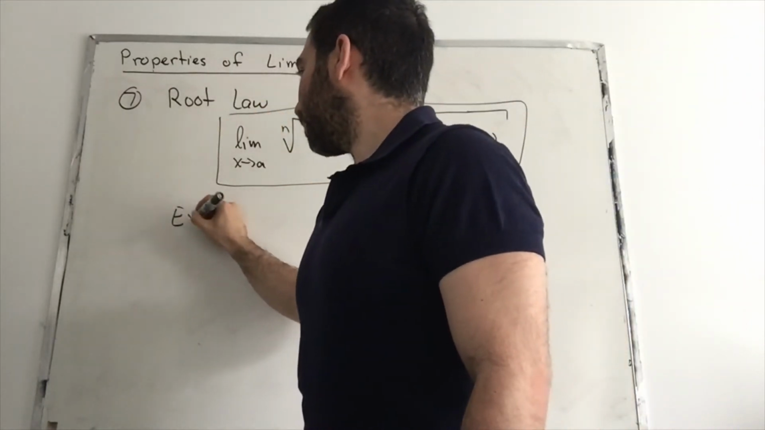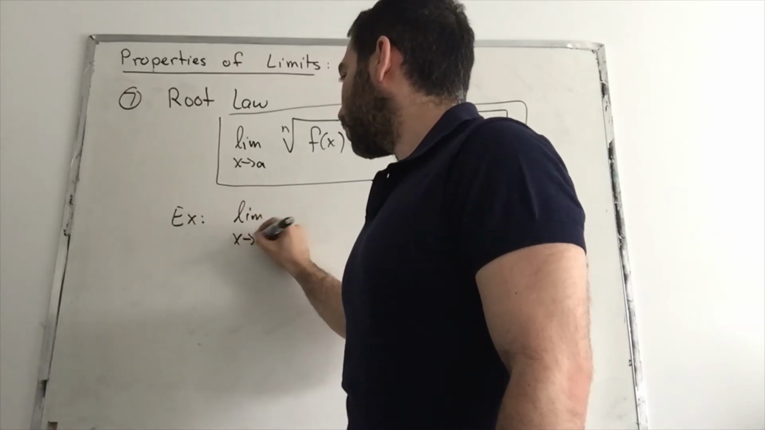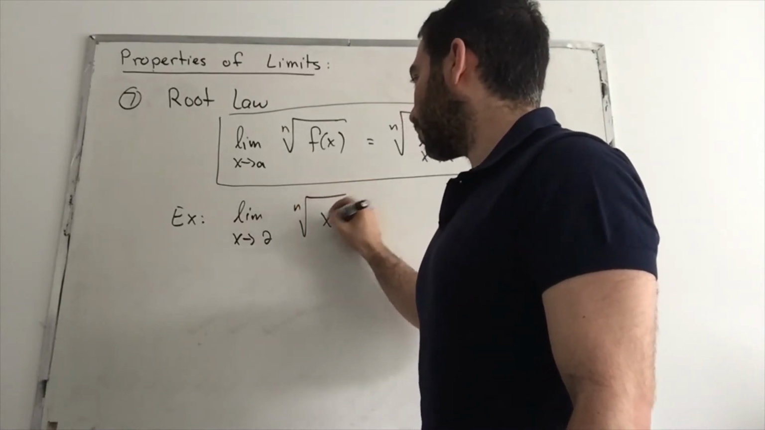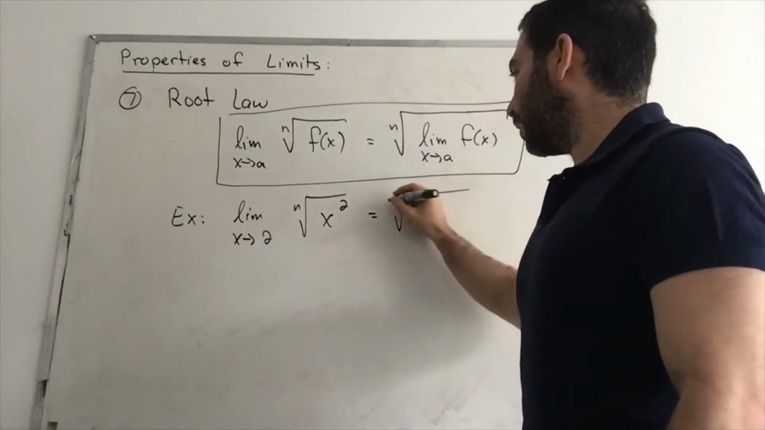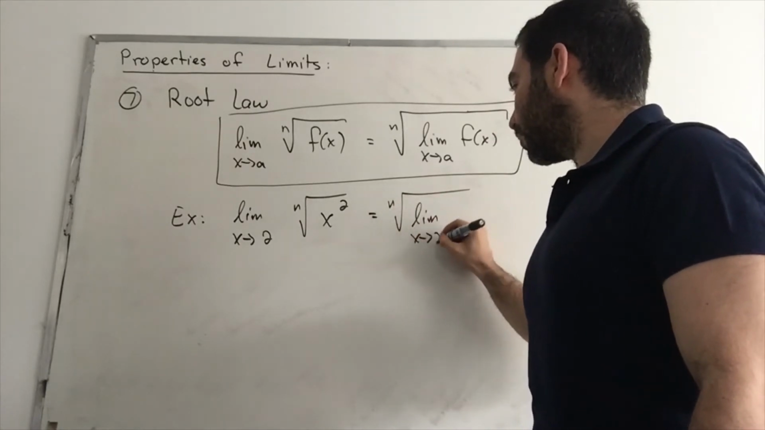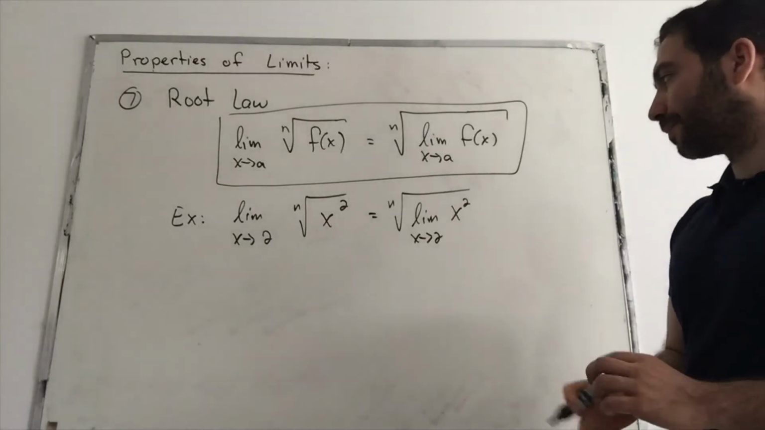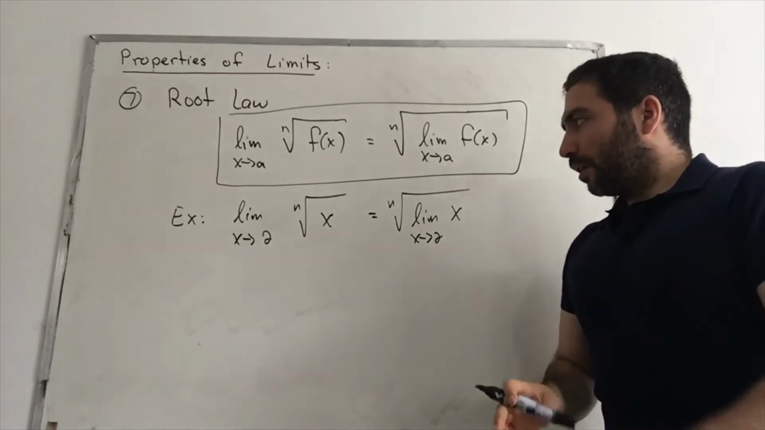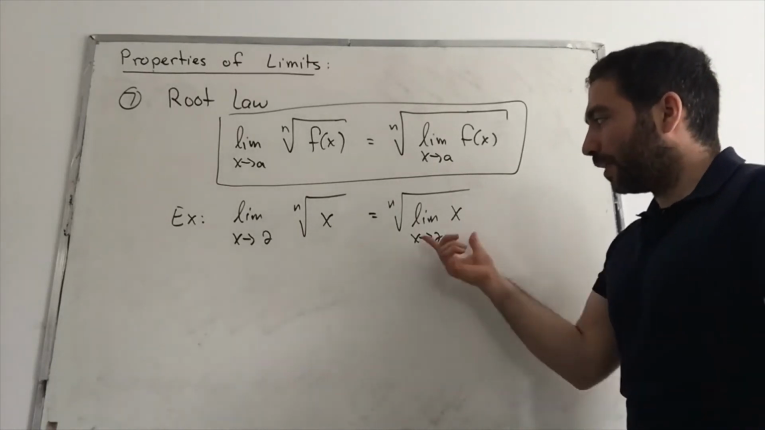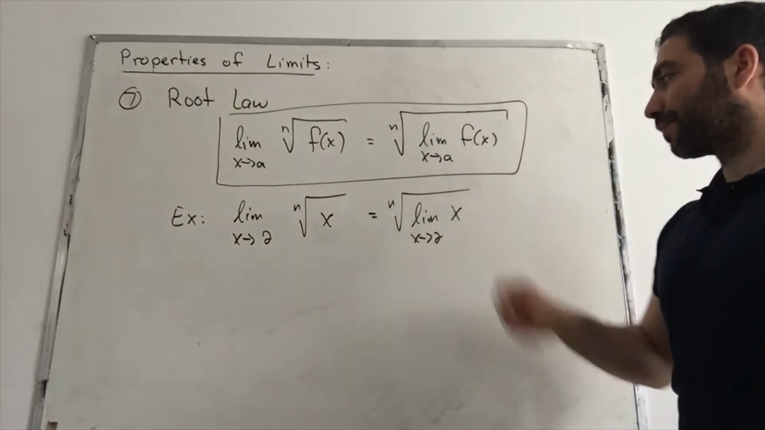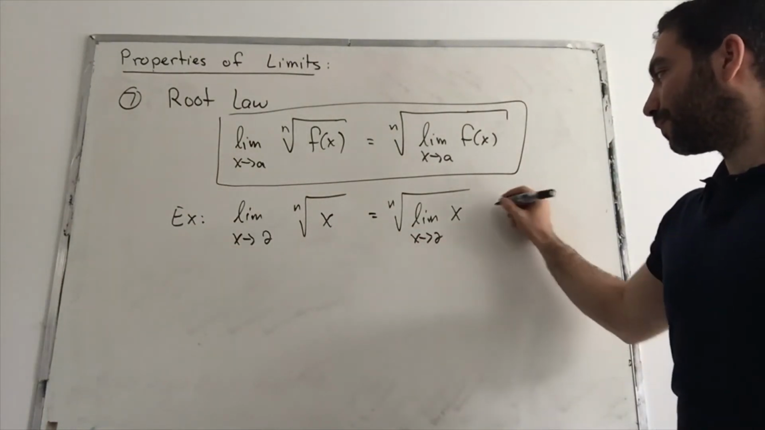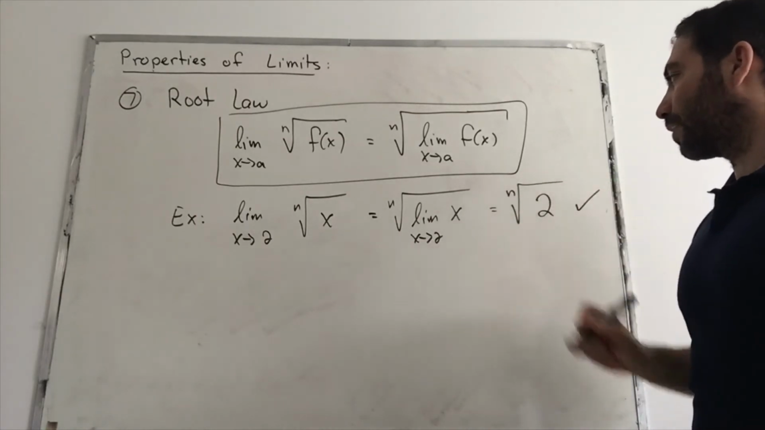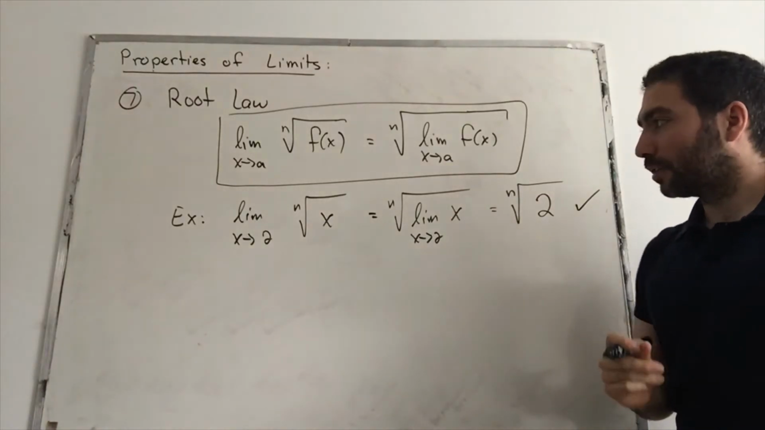An example would be the limit as x approaches 2 of, let's put the nth root of x squared. So this is telling us that we could take the nth root of the limit as x approaches 2 of x squared. And in here, maybe not x squared, let's change it to just x, because we haven't seen squared. We'll leave it at this. And over here we're using the identity law. So we're essentially substituting the x with 2, giving us the nth root of 2. And that's our answer. Okay. So this is the root law.